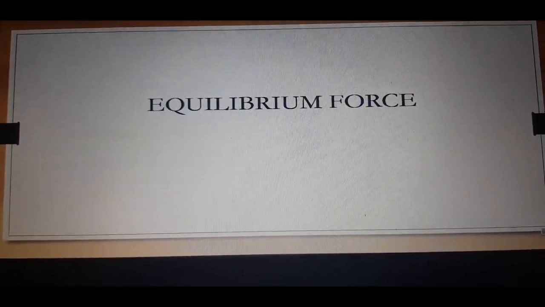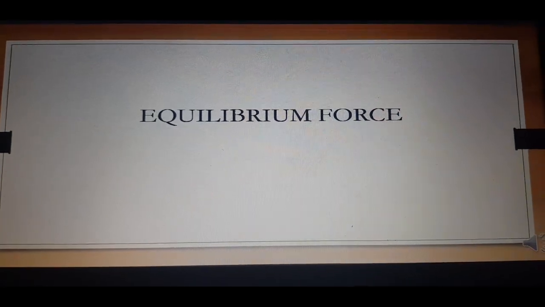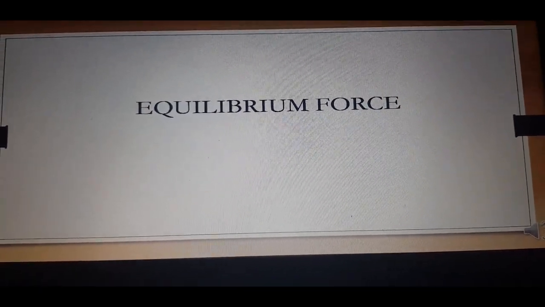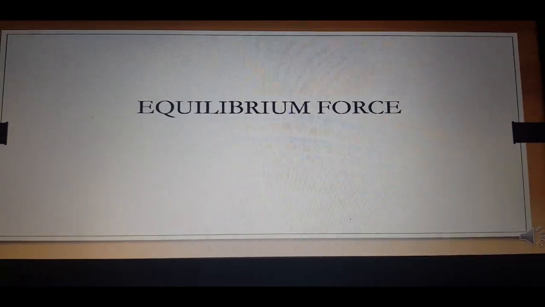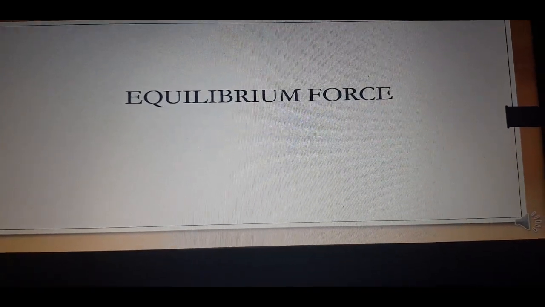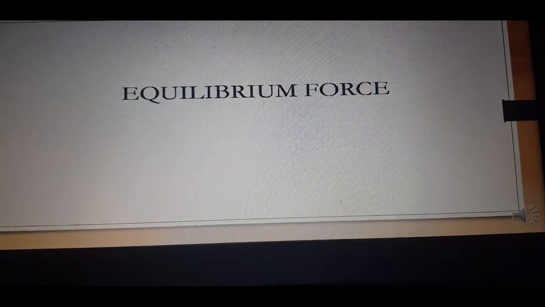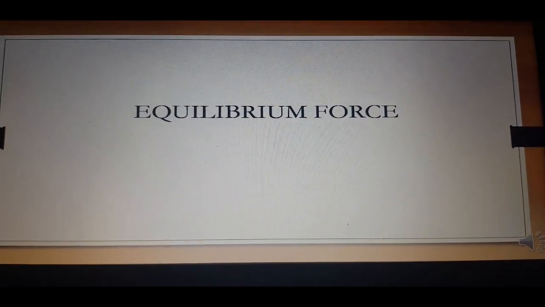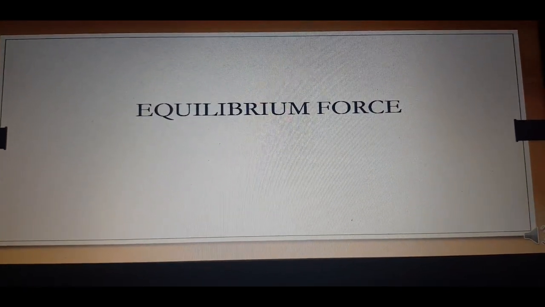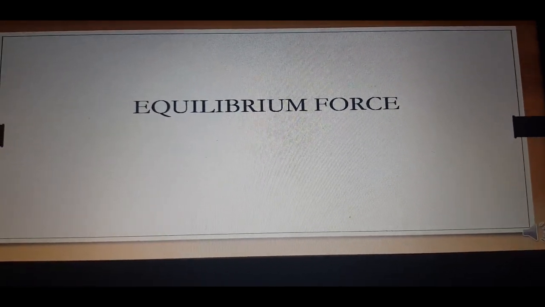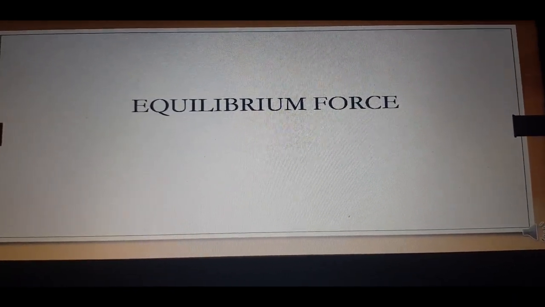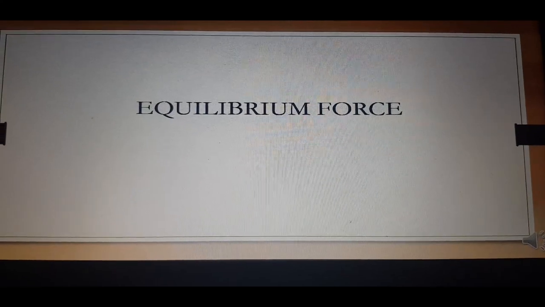So if you could remember, class, in our last class we discussed equilibrium, the definition of equilibrium, and types of equilibrium. As we say types of equilibrium, we have stable equilibrium, unstable equilibrium, and neutral equilibrium. We have their conditions, and our class today is equilibrium of forces. We are still on equilibrium.